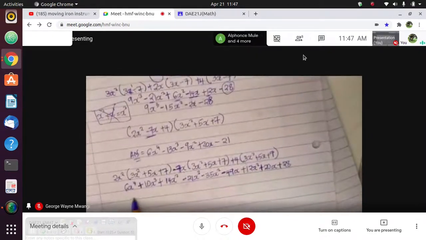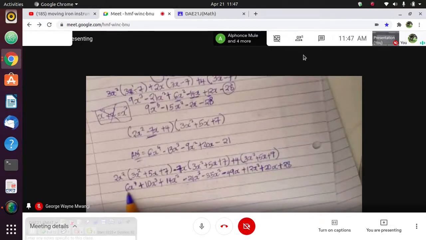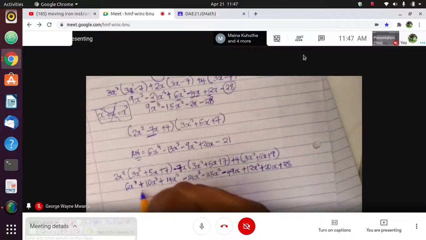x raised to power 4. Ni hii moja. 6x raised to power 4. There's no other value that has the variable x raised to power 4. So, 6x raised to power 4.